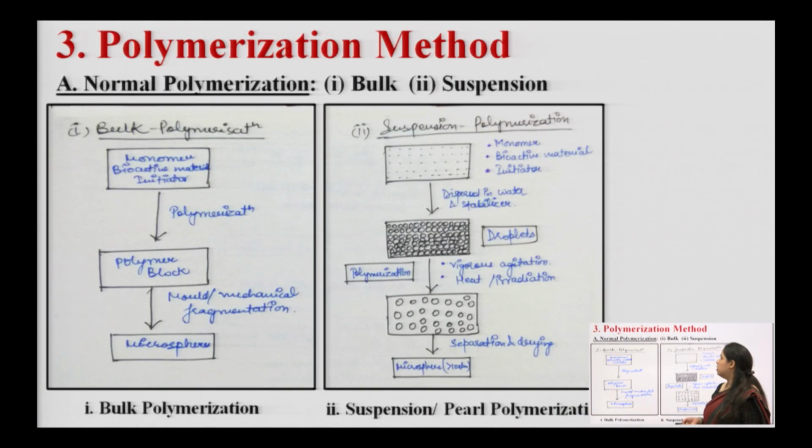Now, the polymerization method. Polymerization is categorized into bulk and suspension polymerization. Bulk polymerization means a monomer, a single unit, links to another monomer with a covalent bond, making the polymer chain. This is how we use the polymerization process to make microspheres. We add an initiator so that the cross linking, or covalent bonding, gets started. We use the initiator and bioactive material along with the monomer, a polymer block develops, and after mechanical fragmentation we can have the microspheres.